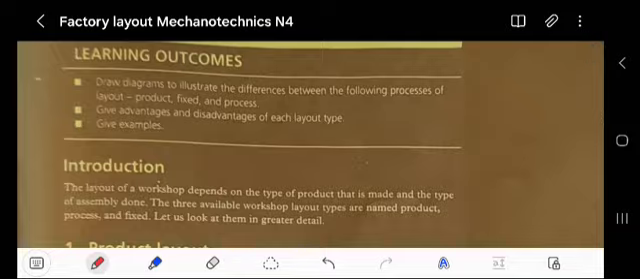draw diagrams to illustrate the difference between the following types of layout: product, fixed, and process, right? We also give advantages and disadvantages of each layout type, and we'll learn about them and give examples, right?